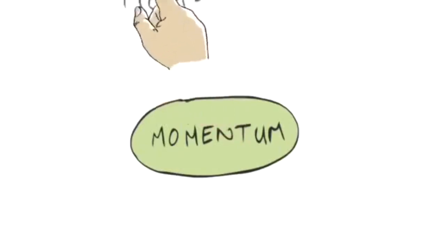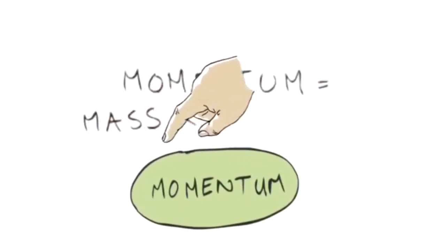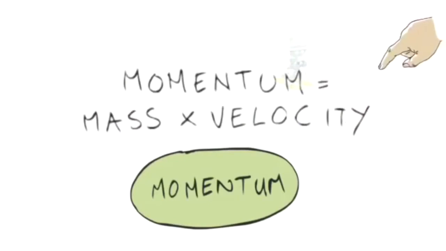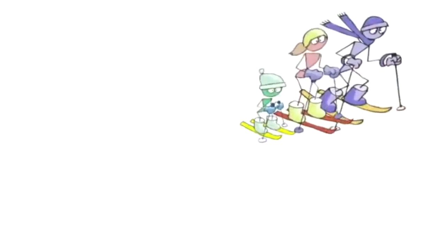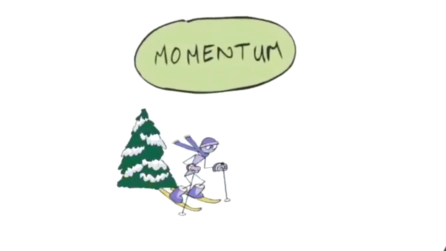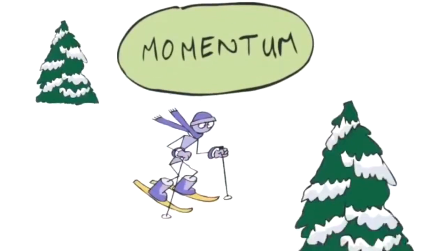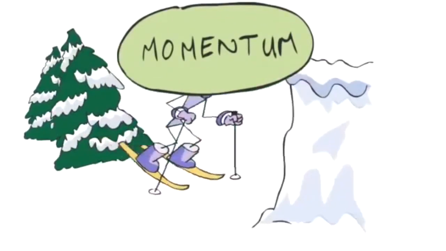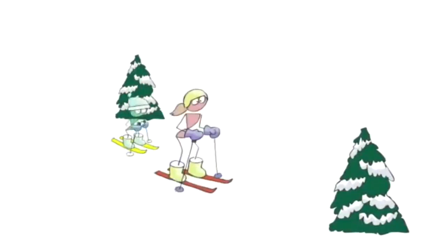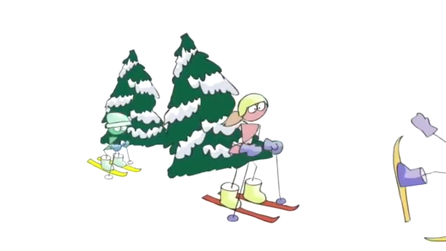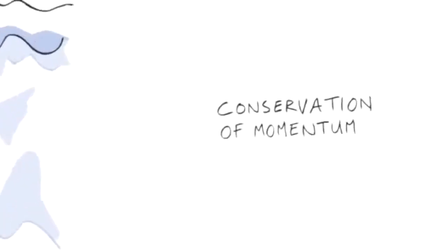Now, momentum. What is it? The momentum of an object is its mass times its velocity. The more mass you have and the more velocity you have, the more momentum you have. Now, if you lose that momentum quickly, you will feel a large force. Lose momentum more gradually and you'll feel less force.